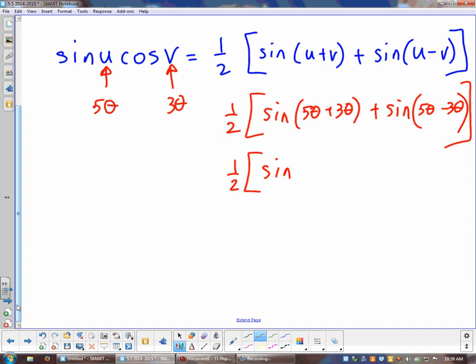How did you get to that point? Well, what we did, Billy, we recognized that we wanted to rewrite something that was a product as a sum. So we're going to go from the product to sum formulas, which are here. Because these are products on this side, and we're rewriting them as a sum or difference over here. Does that make sense? Just plug in 5 theta for u and 3 theta for v.